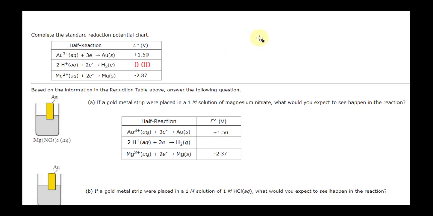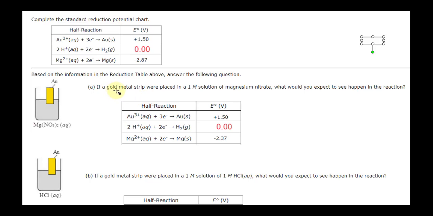Now let's go on to the question. If a gold metal strip were placed in a 1 molar solution of magnesium nitrate, what would you expect to see happen in this reaction? We have gold, not gold plus 3, but gold, the metal, placed in a solution of magnesium nitrate. That's not magnesium. This is the magnesium. What would you expect to see in the reaction?